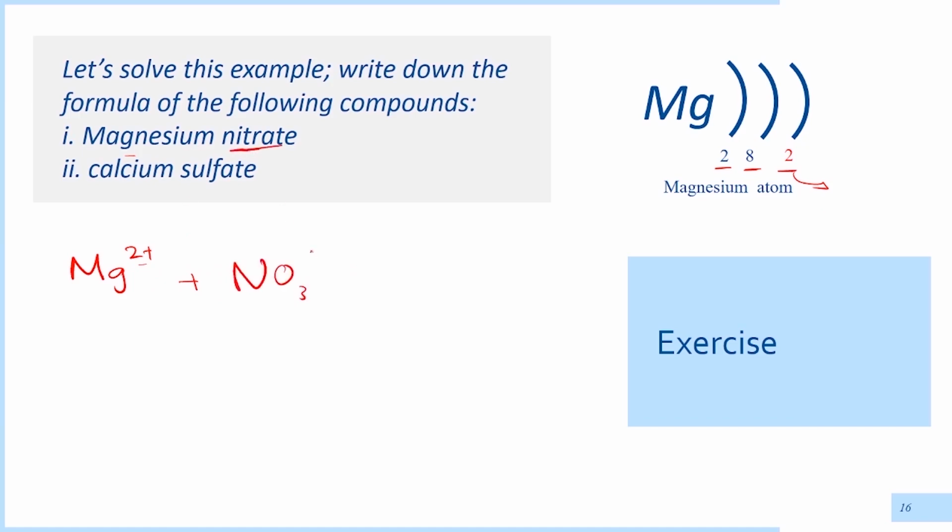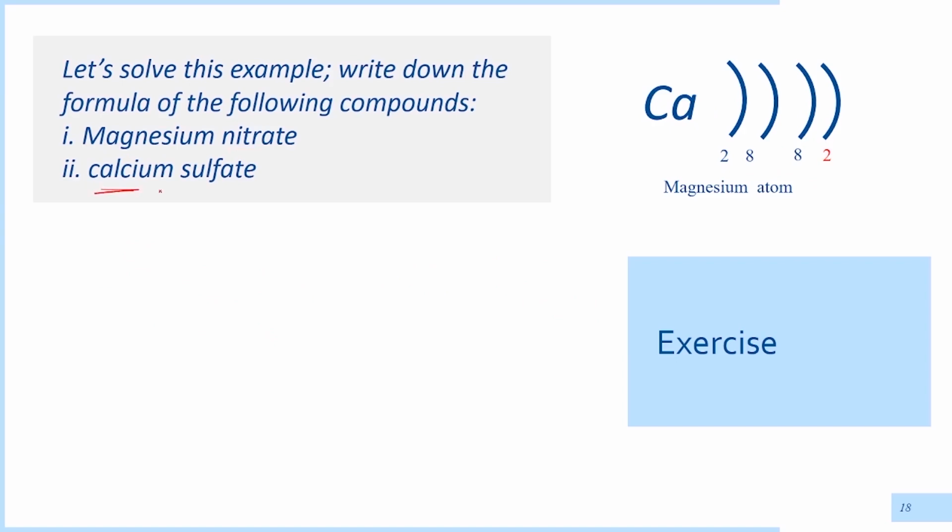In order for nitrate to form the ionic bond with magnesium, we need 2 nitrate ions. The magnesium nitrate forms due to the ionic bond between 1 magnesium ion plus 2 nitrate ions. The compound formula is Mg(NO3)2. Notice we write the nitrate formula between 2 braces, and we add 2 as a subscript to indicate that we have 2 nitrate ions.